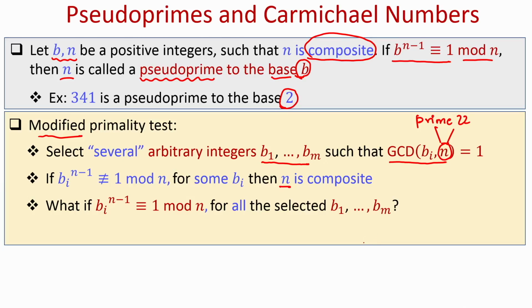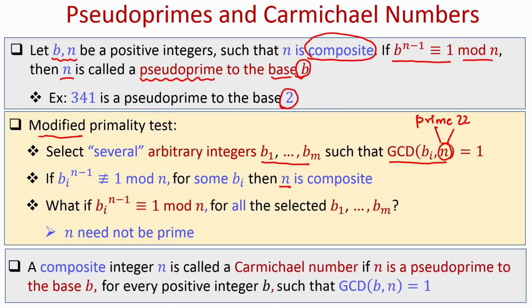But what if it so happened that for each of the m bases which you have randomly chosen, the condition of Fermat's little theorem is satisfied. Can you declare your given n to be a prime? Unfortunately, we can't do that, and there are some wonderful, very interesting numbers, which are called Carmichael numbers, which will actually cause your modified primality testing algorithm to fail.